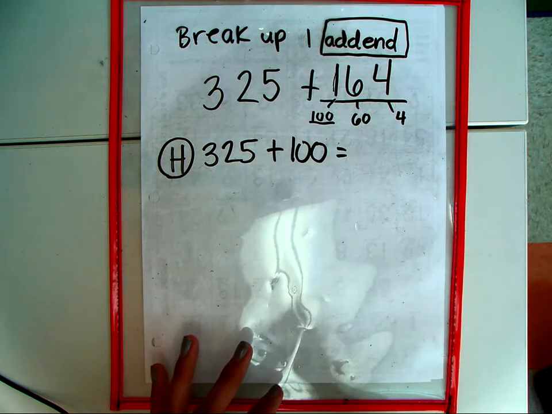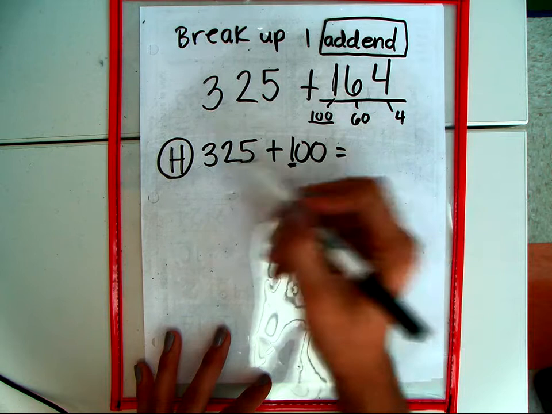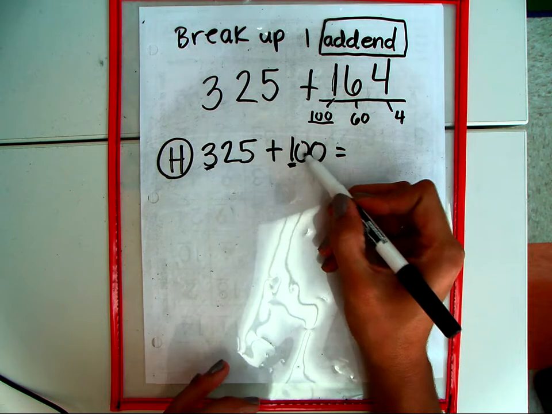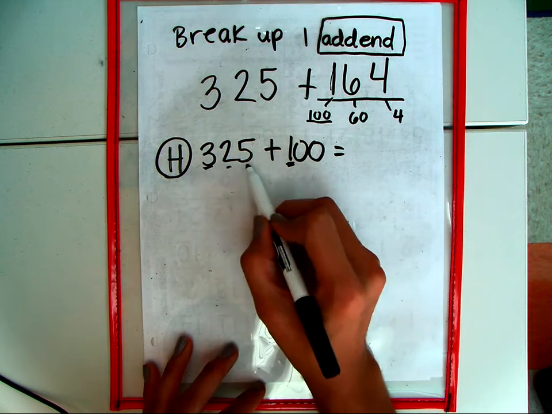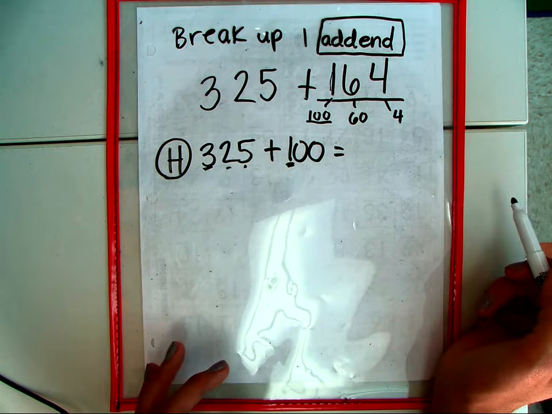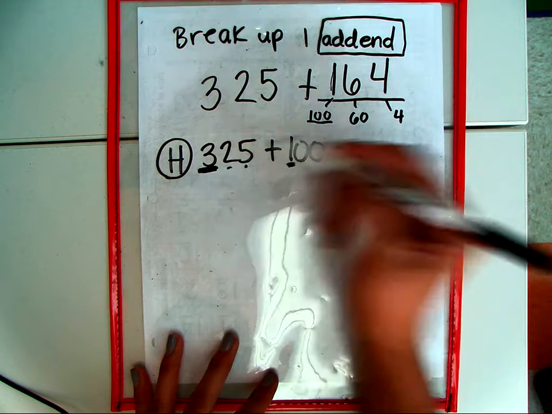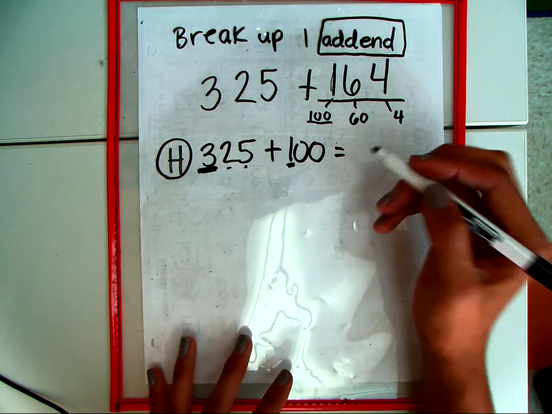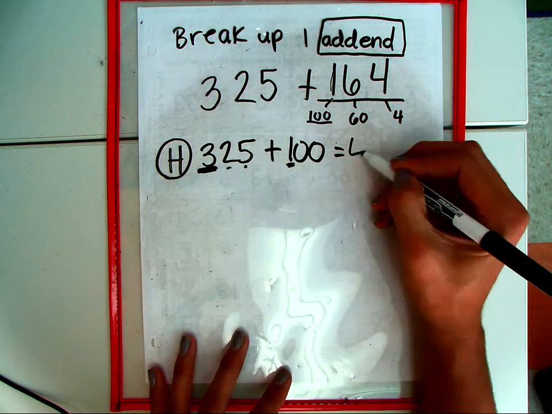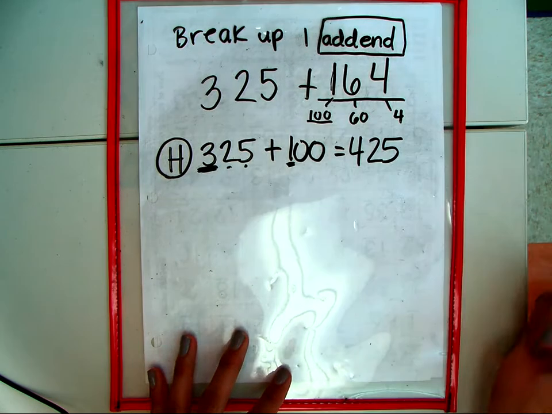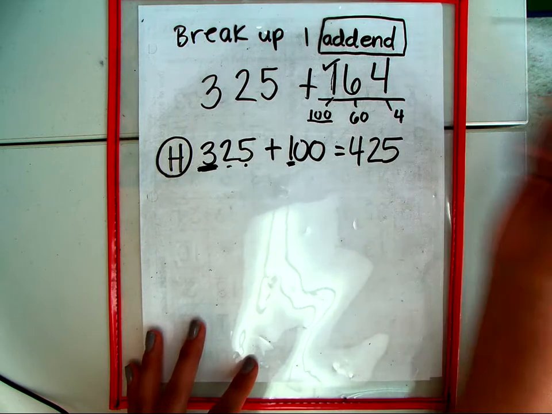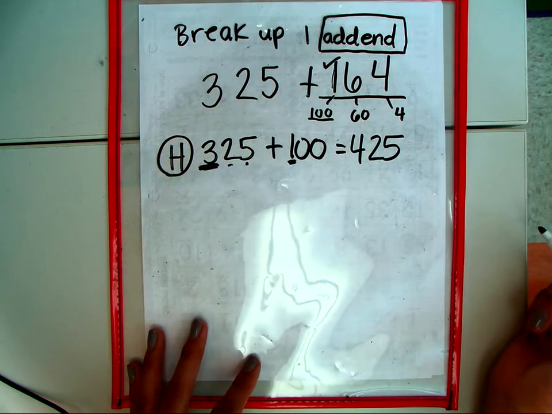When we get to this step, students should realize that we are only focusing on the hundreds place, because in 100 there's 0 tens and 0 ones. So this tens and this ones are not going to change. Only the 300 is going to change. So 300 plus 100 is 400, and the 25 stays the same. So I've added the hundreds place. I can check that off so I know I've added it.